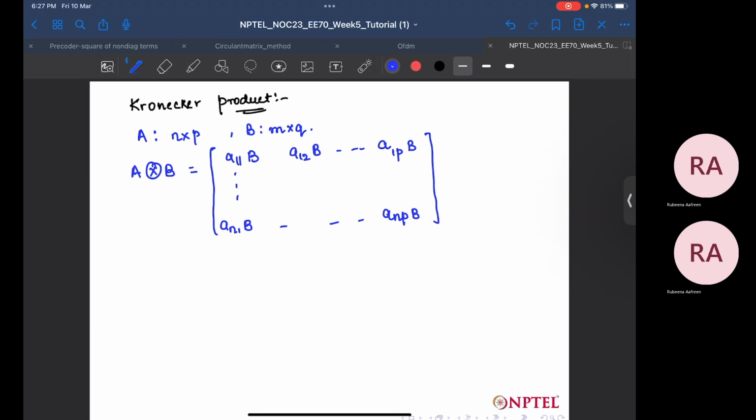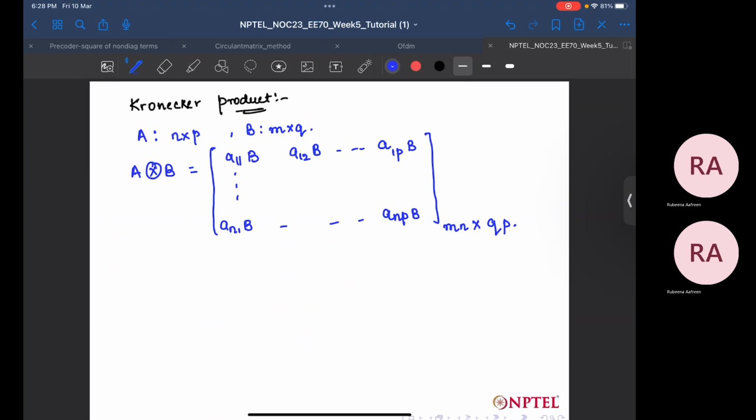So all the rows will be repeated m times, right? Because in the place of every term of A, now m terms are coming. So the rows will be multiplied m times, and it is obvious that the columns will be multiplied q times. So the size of this Kronecker product would be mn cross qp. Okay. So this was one concept that I wanted to discuss.